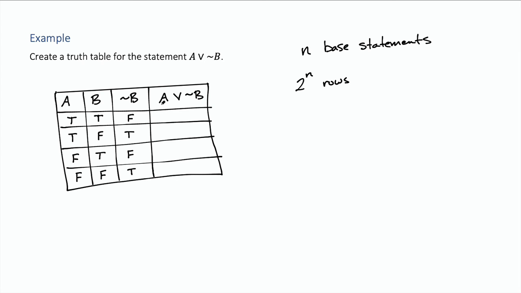Okay, and now I wanted this A or not B. And so now what I'm doing is I'm looking at this column A, and I'm looking at this column not B, and I'm doing the or between those. In order for an or statement to be true, we just need one of those to be true. So A is true here, so this will be true. And both of them are true here, so that's still true. Neither is true here, both are false, so this is false. And down here, the not B is true, and so this is a true statement. So that's our truth table for the statement A or not B.